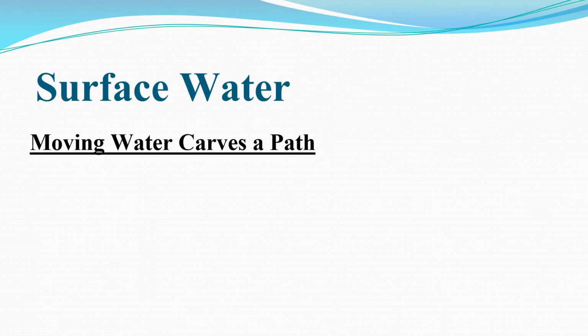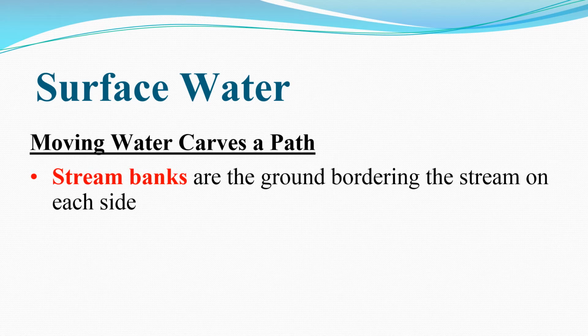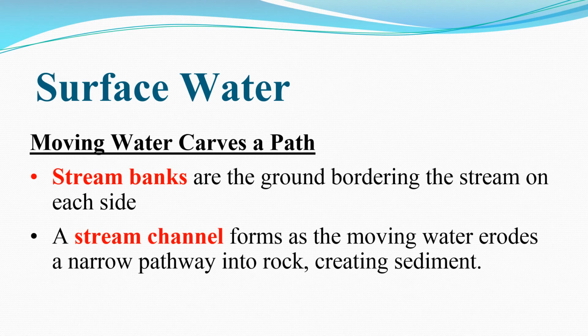Moving water carves a path. So stream banks are the ground bordering the stream on each side. A stream channel forms as moving water erodes a narrow path into rocks, creating sediment.